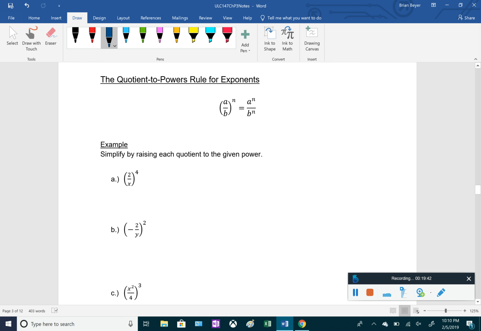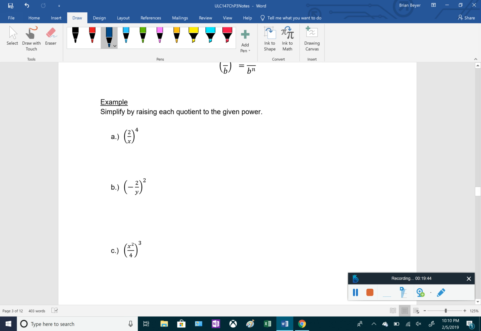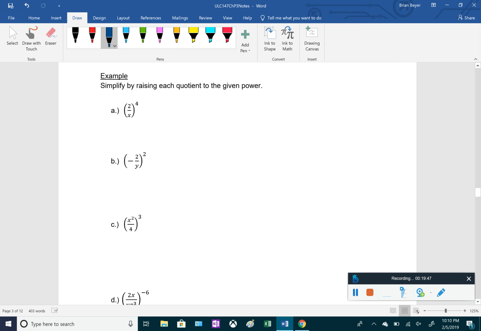So for the first one, we have 2 over x to the 4th. So a fraction to an exponent, we're going to give the numerator the exponent as well as the denominator. So we get 2 to the 4th over x to the 4th, and I'll just write that as 16 over x to the 4th.